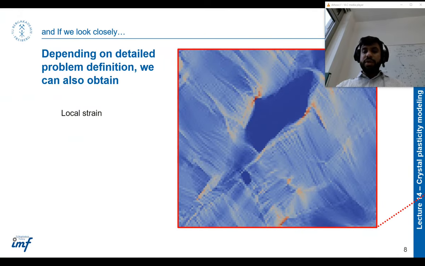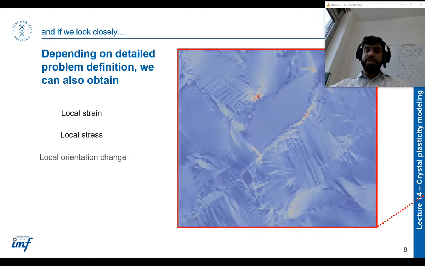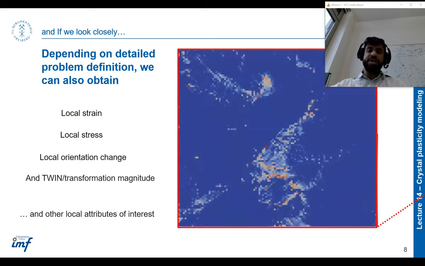And how we do it is, depending on the detailed problem definition, depending on if the RVE, the representative volume element, was resolved enough, we can get local strains, we can get local stresses, we can get local orientation change, we can get twinning or transformation, and other local attributes if there are any. So there would be many terminologies which would be unfamiliar for you. This is just a quick background of what we want to model.